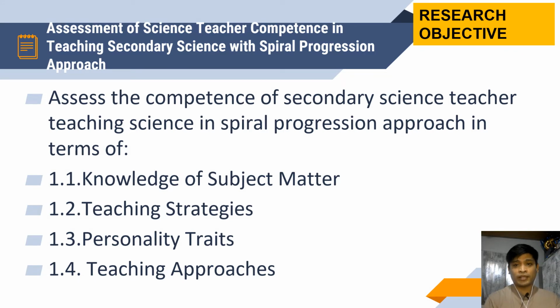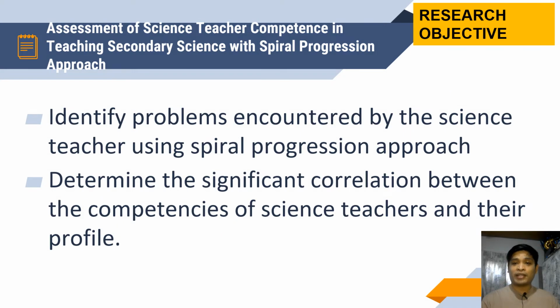The research objectives. 1. Assess the competence of secondary science teachers teaching science in spiral progression approach. 2. Determine the competence in terms of knowledge of subject matter, teaching strategies, personality traits, and teaching approaches. Another objective is to identify the problems encountered by the science teachers using spiral progression approach. And lastly, to determine the significant correlation between the competencies of science teachers and their profile.